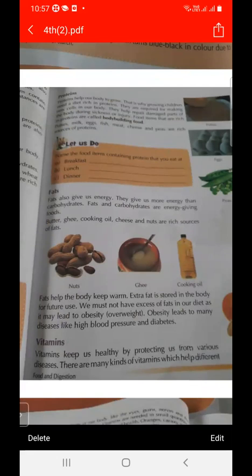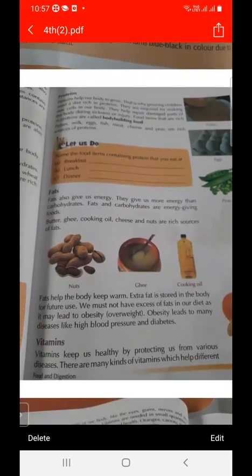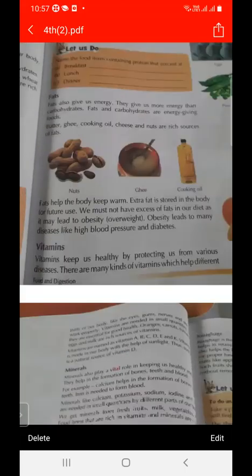Protein is called body building food, and fat also gives us more energy as compared to the carbohydrates. And vitamins are also called protective food. Vitamins and minerals are called protective food.